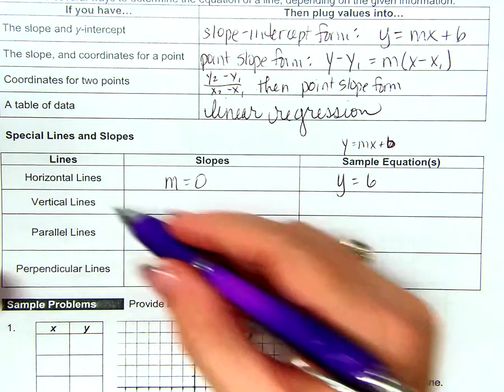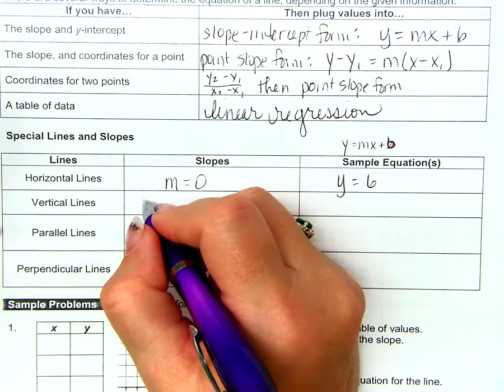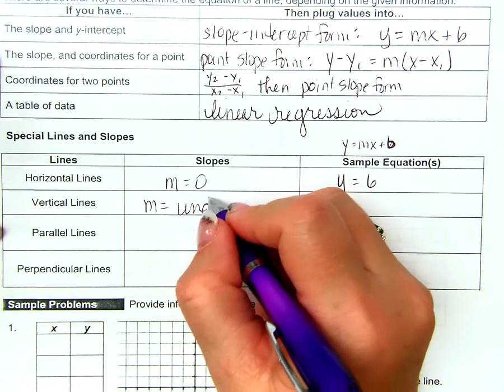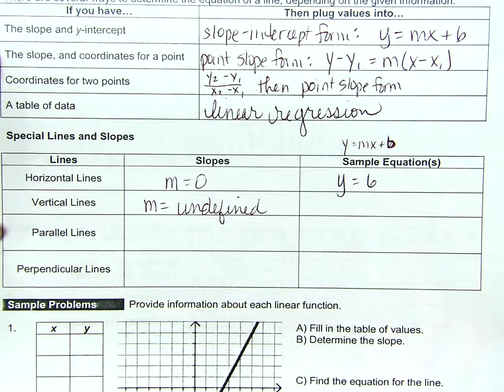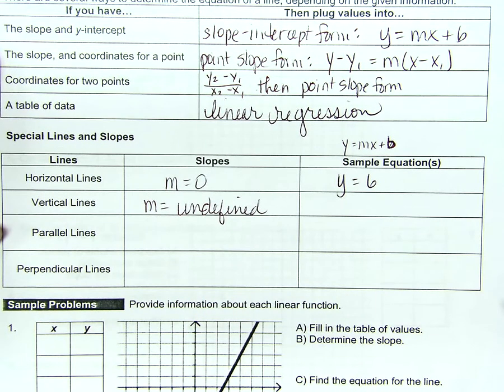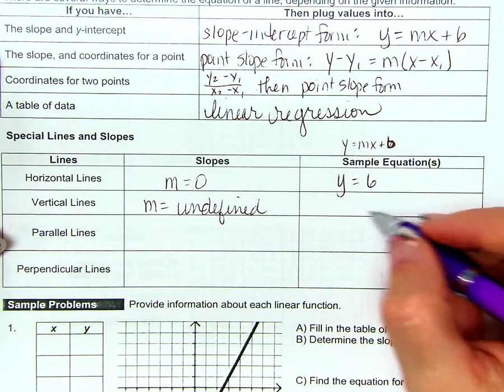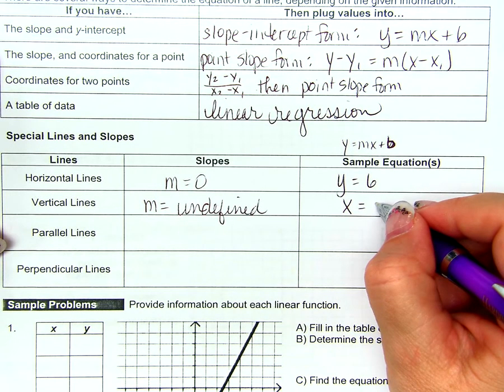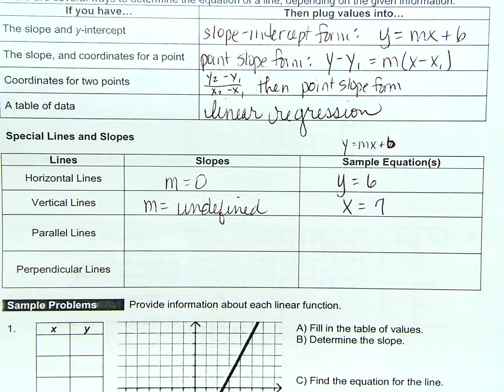What about a vertical line? Undefined. My dead friend Jill, right? So what's the sample equation here? X equals, yes, x equals 7. That was weird.